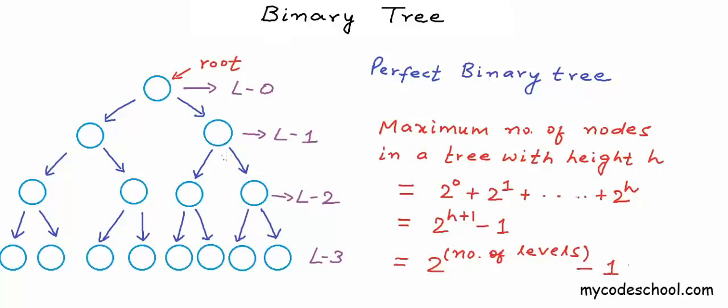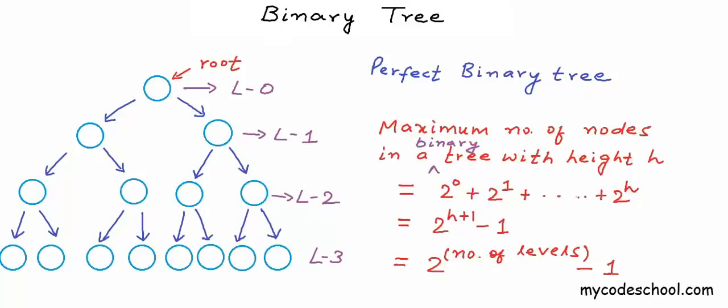In this tree, number of levels is 4. We have L0 till L3. So the maximum number of nodes will be 2 to the power 4 minus 1, which is 15. So a perfect binary tree will have the maximum number of nodes possible for a height because all levels will be completely filled. Well, I should say maximum number of nodes in a binary tree with height h.